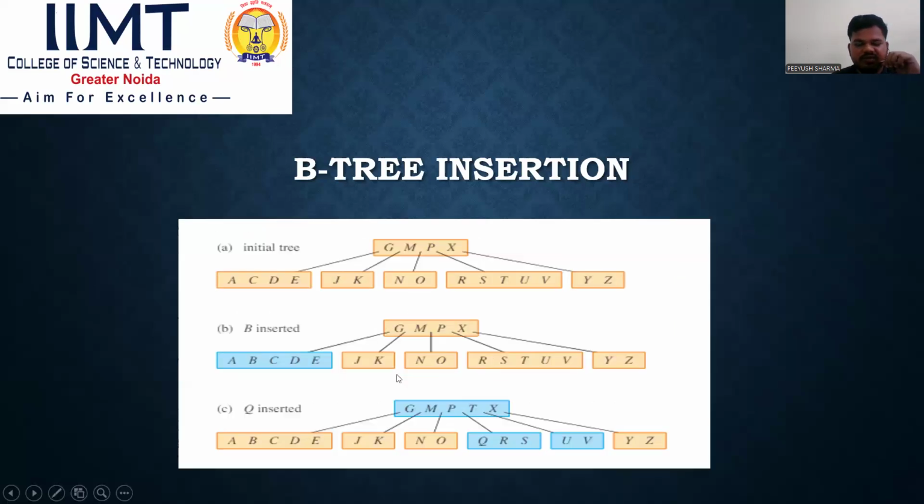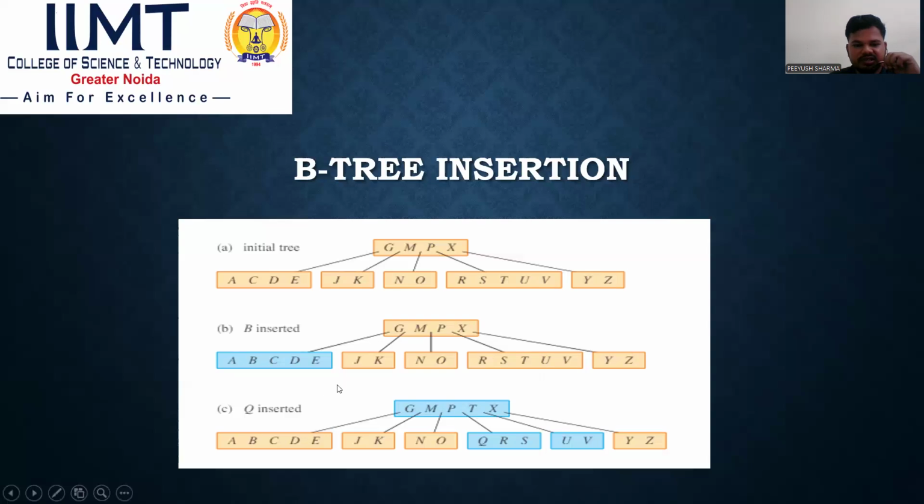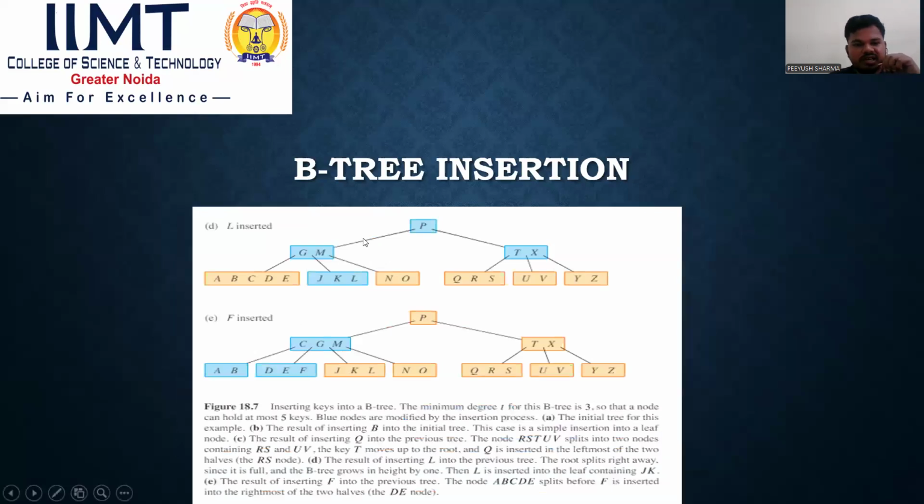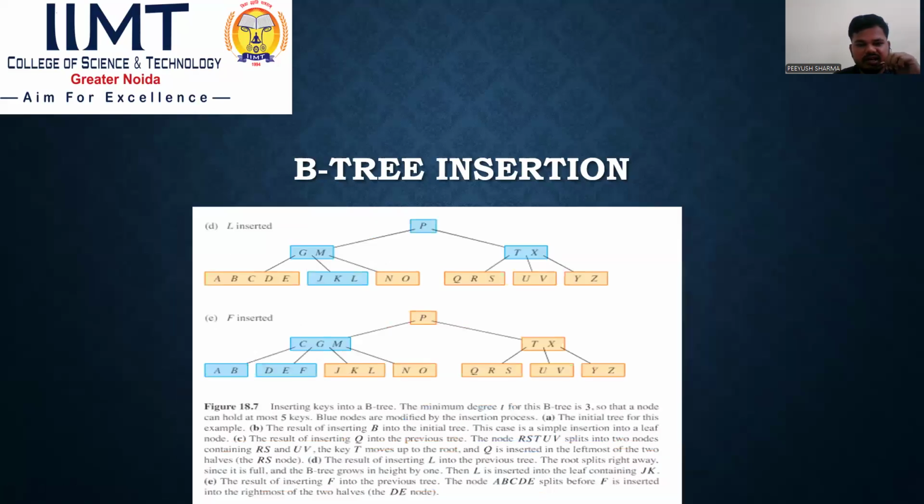Similarly, if we are inserting another key, L, we can clearly see that it should lie in the root node. If we are inserting L into the root node, we can clearly see the root node already contains the maximum number of children, so the root node should also be split.